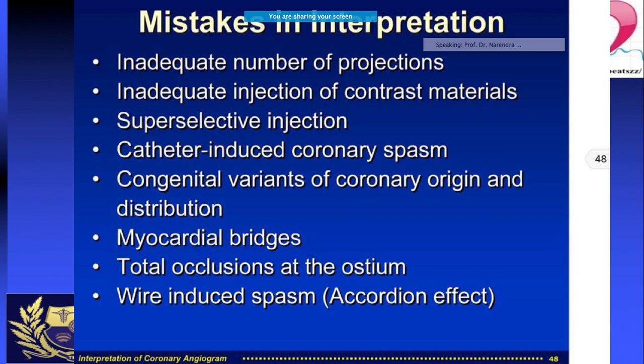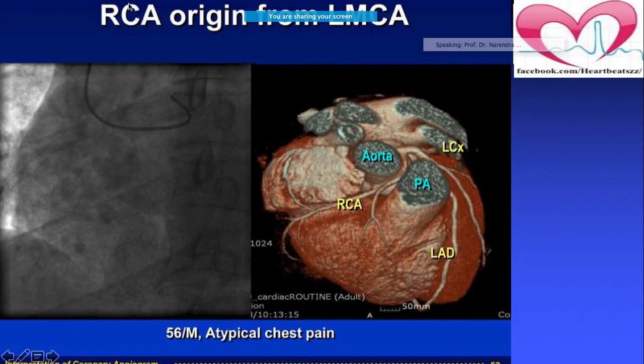You are able to visualize only the lumen. The problem always is when there is an inadequate number of projections, the injection of the contrast material is not so good, when you have super selected injections, and when there is some catheter-induced coronary spasm as well. Otherwise, there may be congenital variations of the coronary origin and distribution, or myocardial bridging. Otherwise, you may have induced what is called the accordion effect. Accordion effect is wire-induced spasm. So that is one of the reasons a lot of times CT angiography can be preferred.